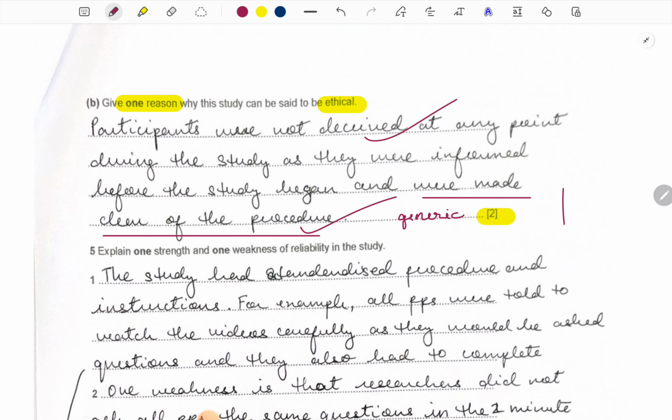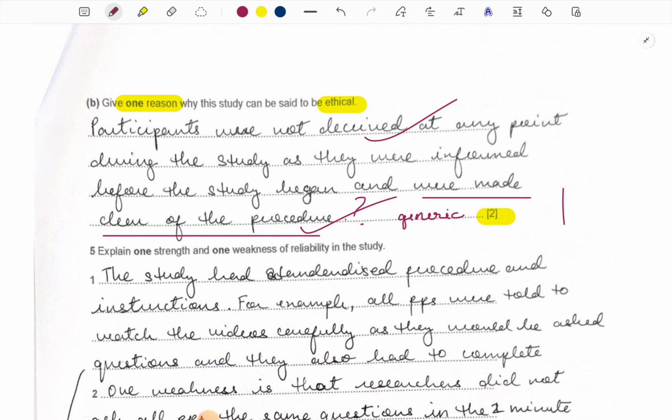Generic answers are those which could fit into any study, which don't show any special critical thinking on the part of the student. It's not contextualizing the answer, not referring to the study in making the answer. So when as an examiner I read this answer, "they were informed before the study began about the clear procedure of the study," the immediate question that comes to my mind is, what procedure? What were they informed about? I'm left begging for the answer to this question. That's not good.